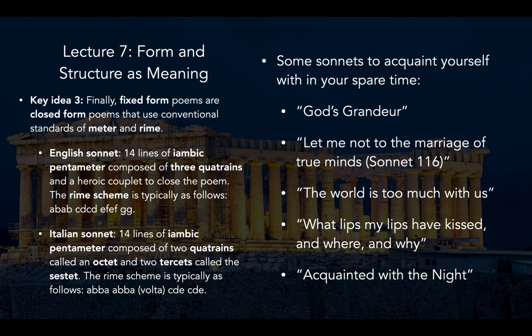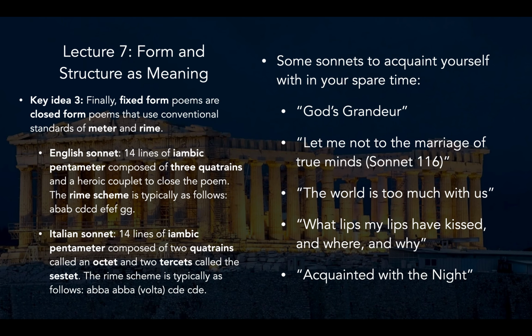So Shakespeare was a great craftsman of the English sonnet, which would start with a quatrain, A, B, A, B, and then move on to another quatrain, C, D, C, D, and then a third quatrain, E, F, E, F, and then finally a little heroic couplet at the end, G, G. That would constitute the 14 lines of iambic pentameter composed of three quatrains and a heroic couplet at the end. Italian sonnets are 14 lines of iambic pentameter composed of two quatrains called an octet and two tercets called the sestet.